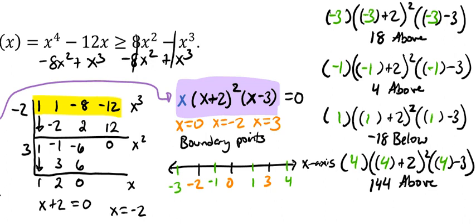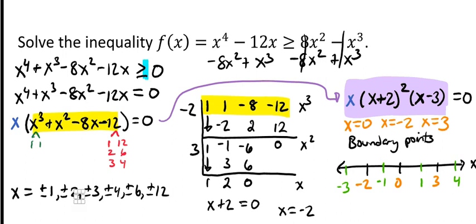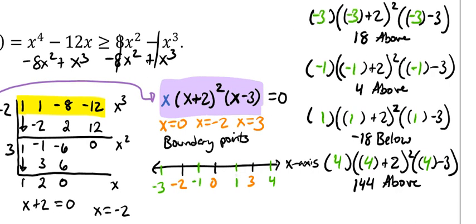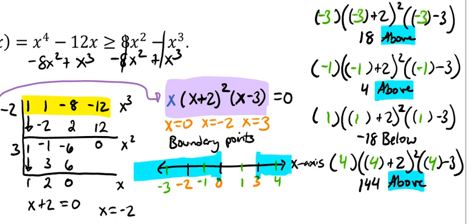Now let's go back really quick and take a look at what exactly the problem was asking us for. It was asking us for where are we greater than or equal to. So greater than or equal to is going to be above. So we want to know, where are we above? So we were above here, and here, and here. And we can include our boundaries, because it said greater than or equal to.